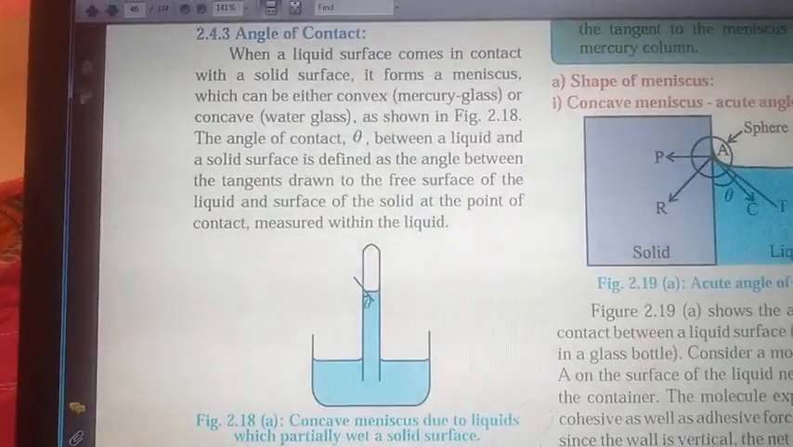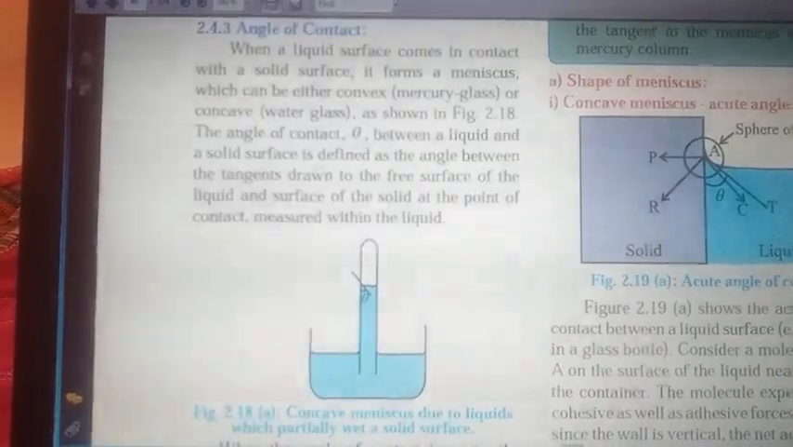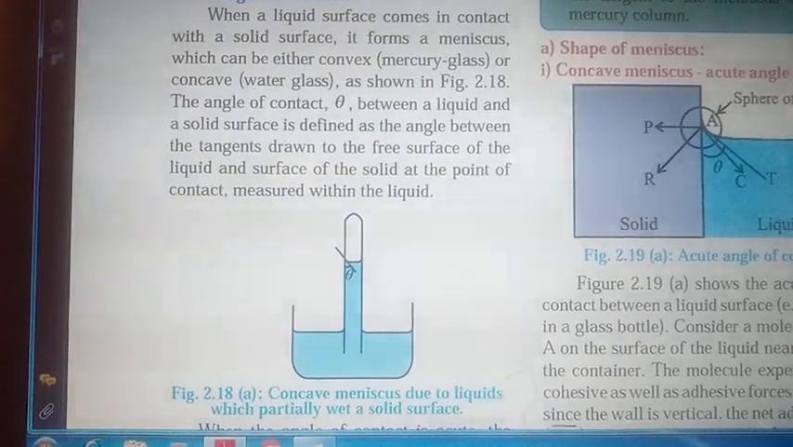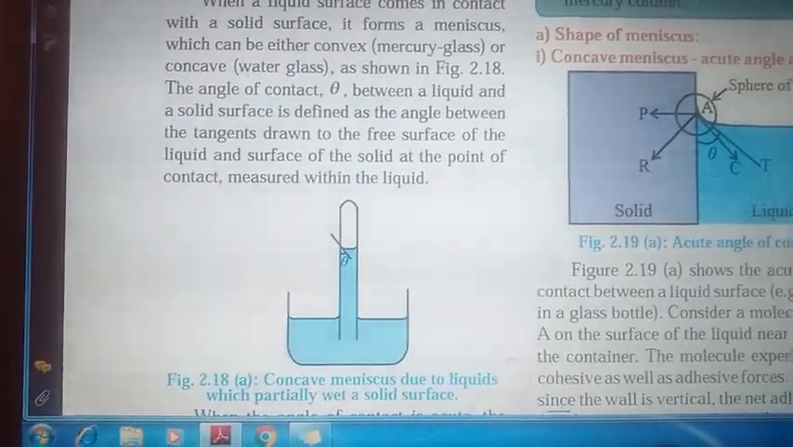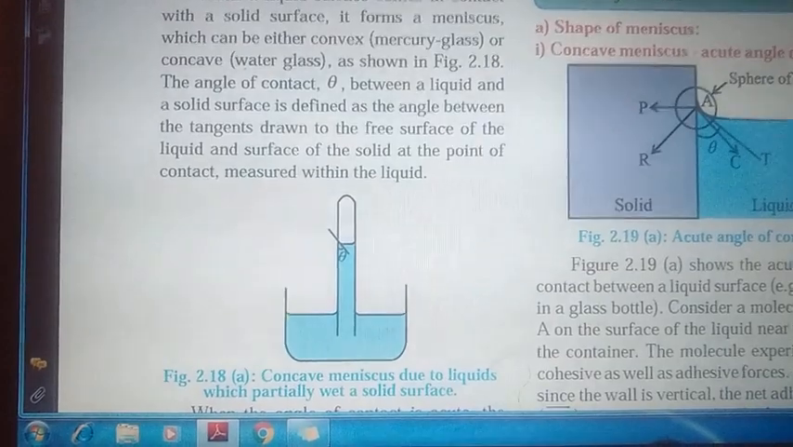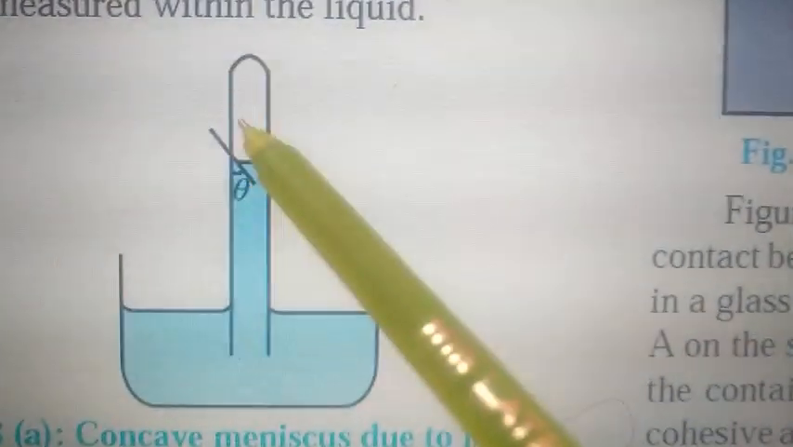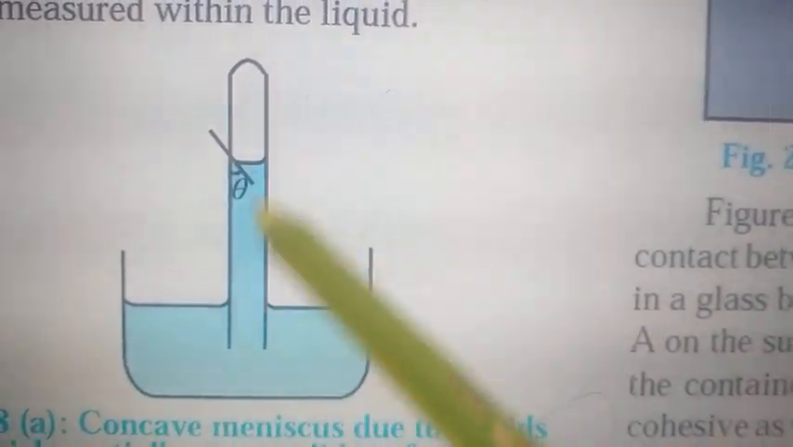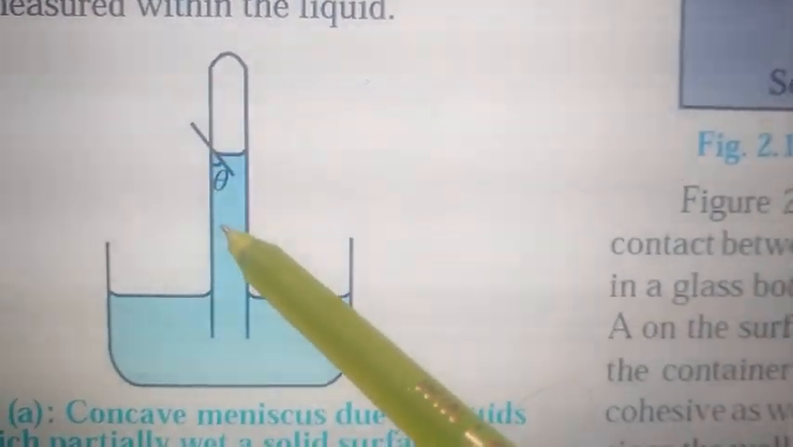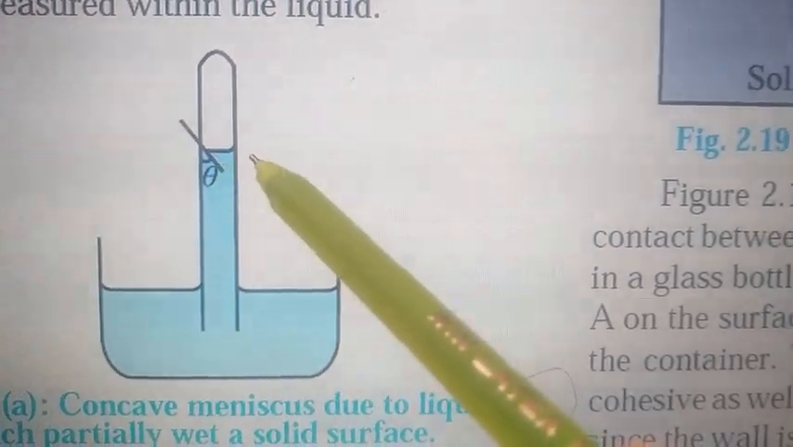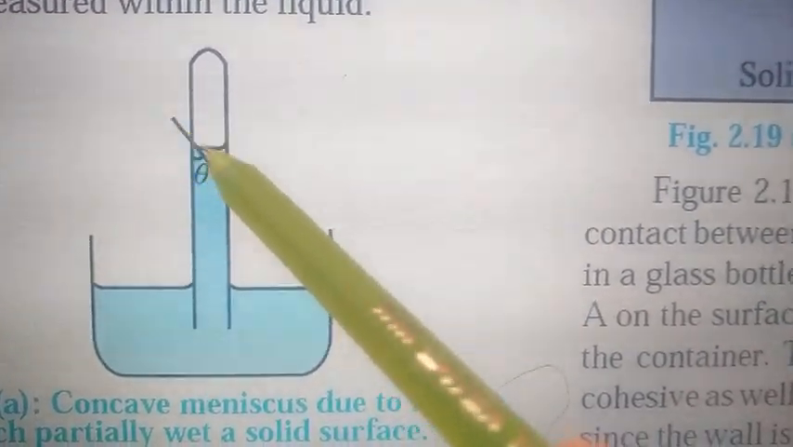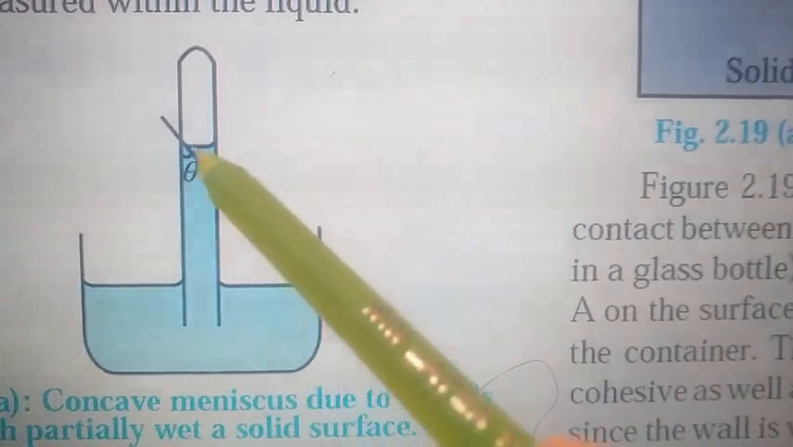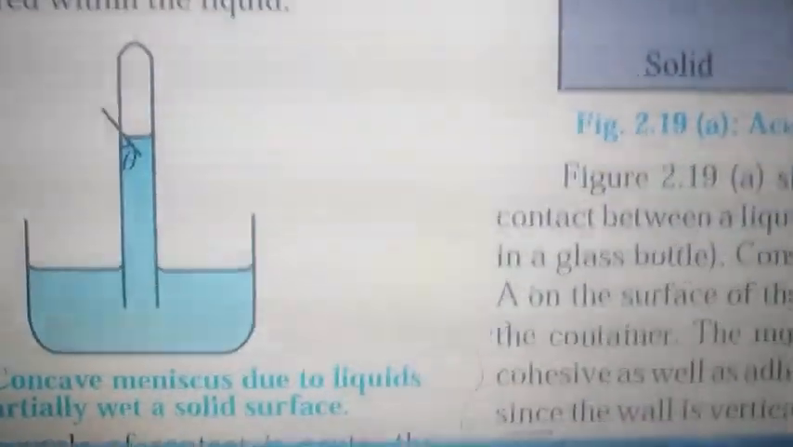Hello students, in this lecture we are going to study angle of contact. So basically, angle of contact between a liquid surface and a solid surface can be defined as the angle between the tangent drawn to the free surface and the solid surface. So if this is the solid surface and this is the free surface, we draw a tangent to that free surface. The angle between these two is called the angle of contact.